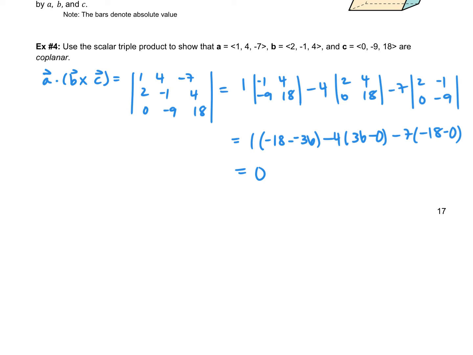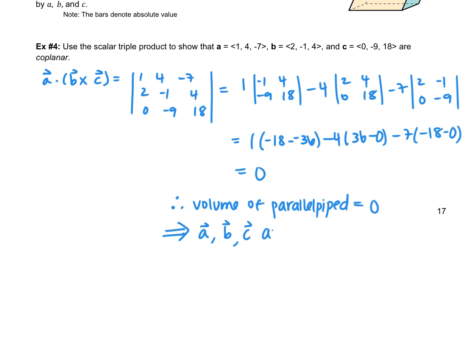Okay, so the question is, what does that tell us? What that tells us is that the volume of the parallelepiped formed by those vectors is 0. That means they don't form a parallelepiped. The only way they wouldn't form a parallelepiped is if A, B, and C are coplanar. Coplanar meaning they're on the same plane.